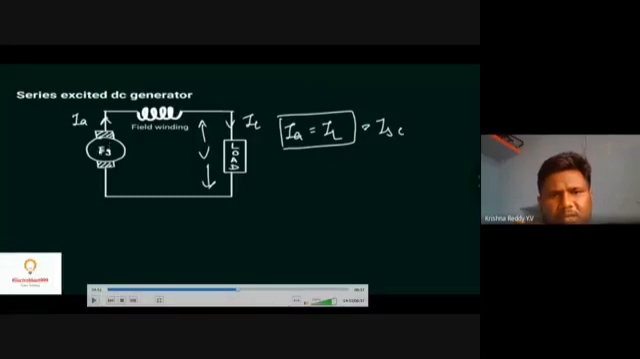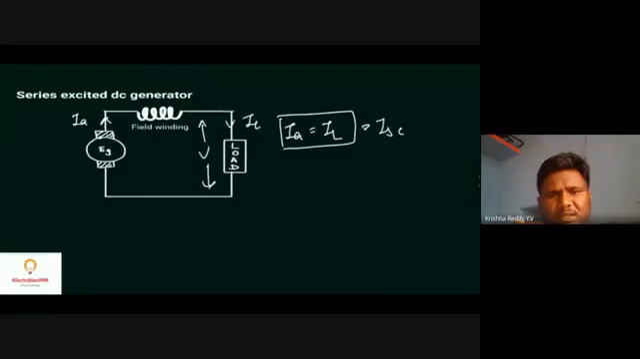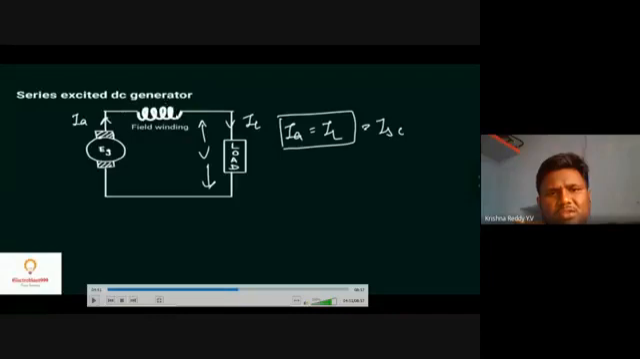Here the armature winding, field winding, and the load are all connected in series. In a series circuit, the common quantity is current. That's why the current flowing in the armature winding is equal to the current flowing in the series field winding, which is equal to the current flowing in the load. IA equals IL equals ISE.